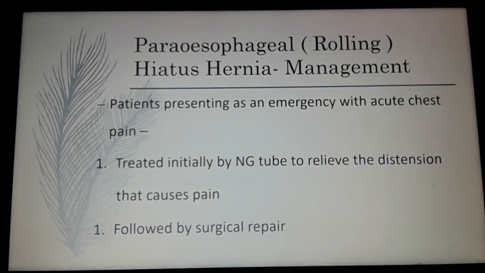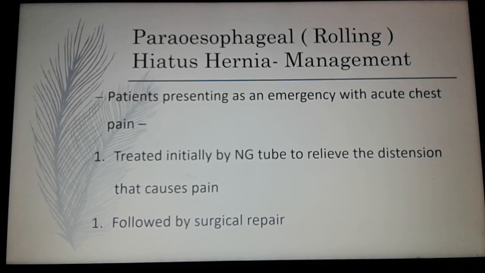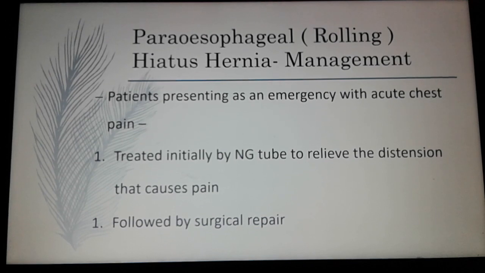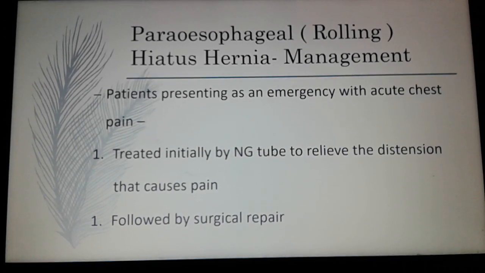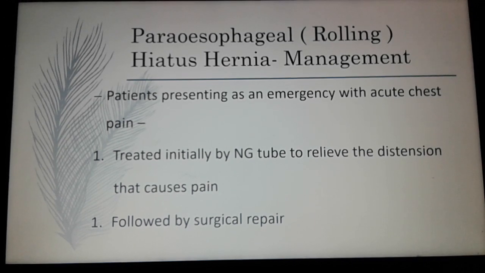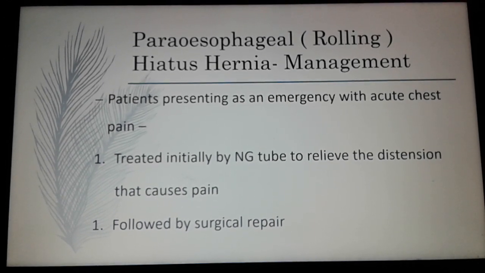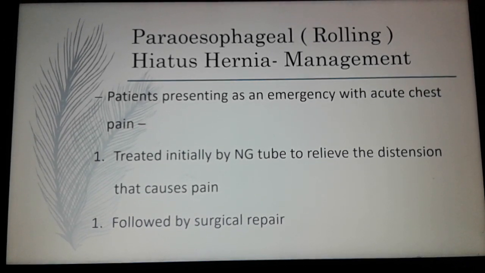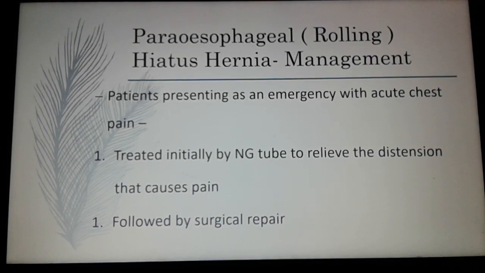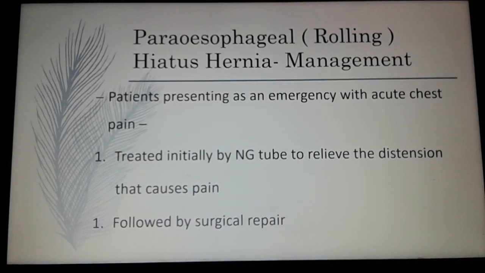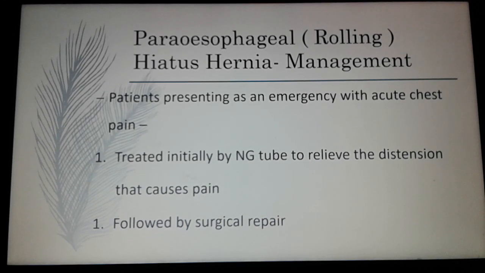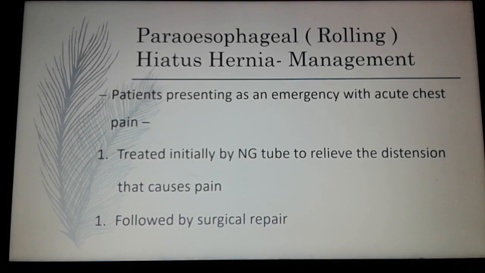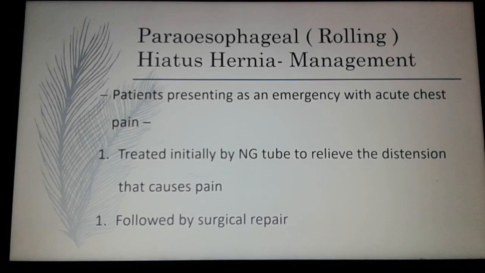But if the patient is presenting as an emergency with acute chest pain, obviously you are going to rule out other causes of acute chest pain, especially the cardiac cause, followed by other gastric causes, gastric ulcer, duodenal ulcer sometimes, followed by a barium study if other symptoms are favoring hiatus hernia, and if that is suggestive of rolling hiatus hernia, now the patient is presenting to you in emergency with acute chest pain. Diagnosis now confirmed.